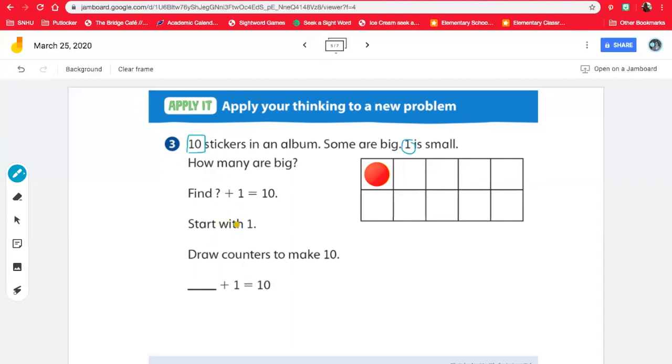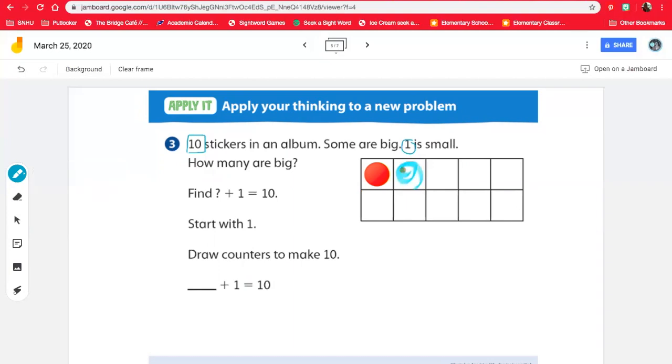Start with 1 and draw the counters to make 10. So we already have 1 in our 1 small sticker in our 10 frame. Now I need to draw the rest of the big ones to fill our 10 frame.